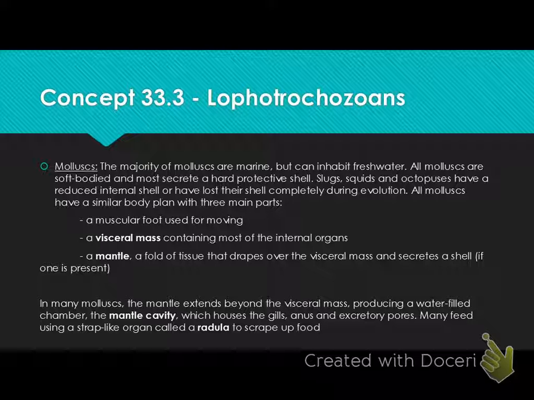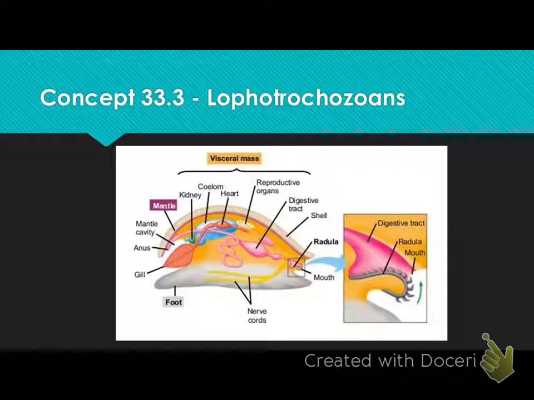In many mollusks, the mantle extends beyond the visceral mass, producing a water-filled chamber, the mantle cavity, which houses the gills, anus, and excretory pores. Many feed using a strap-like organ called a radula to scrape up food. So you can see your mantle cavity, there's the anus, and then you have your muscular foot and the digestive tract, your shell, and then there's the radula. So you can see the little rough parts that will bring food up into its mouth.